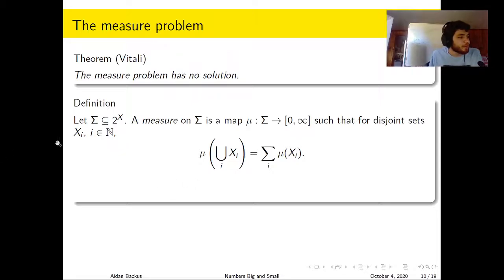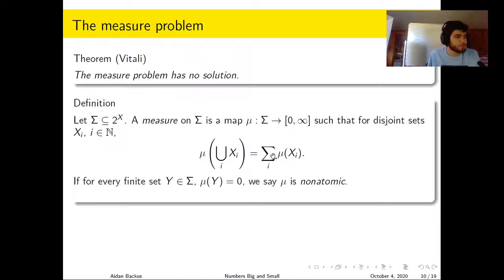So we call the set of all such measurable sets sigma. These are going to be the sets where the length is defined. And a measure on sigma is a function mu, which takes these sets, which are elements of sigma, and spits out a positive real number. And if you have disjoint sets x sub i, then the measure of their union should be the sum of their measures.